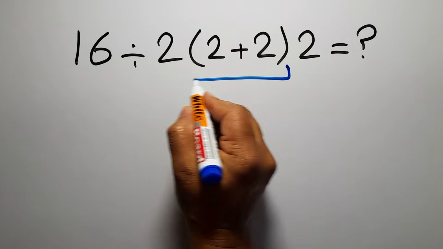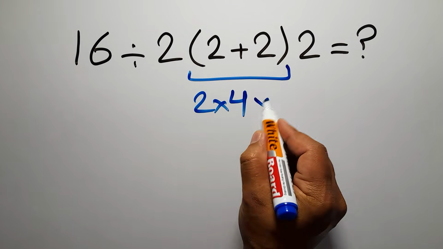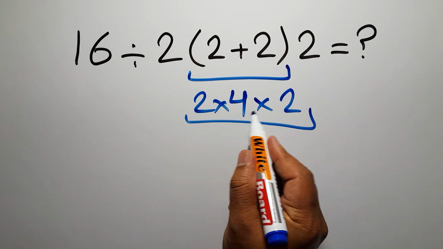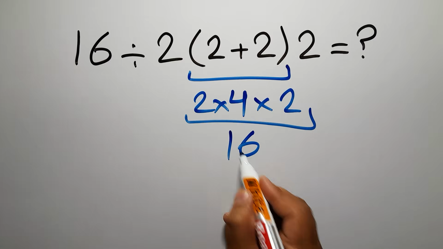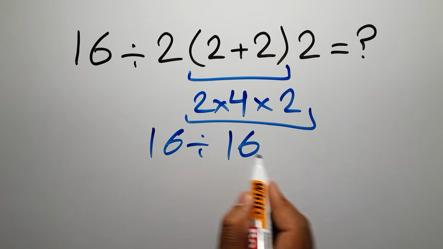2 plus 2 gives us 4. So 2 times 4 and times 2, which equals 2 times 4 gives us 8, and 8 times 2 equals 16. So 16 divided by 16, which equals 1.